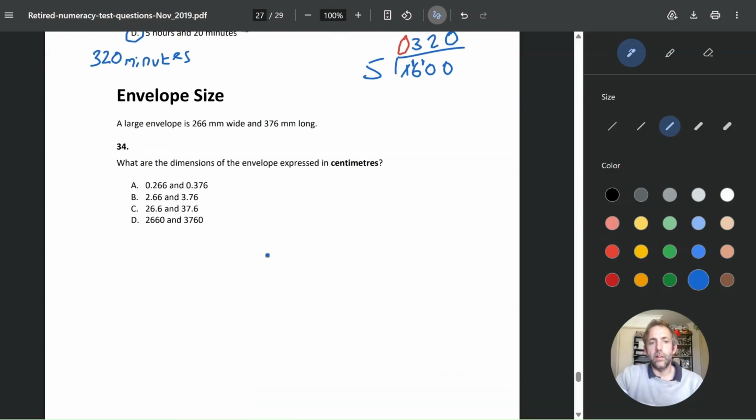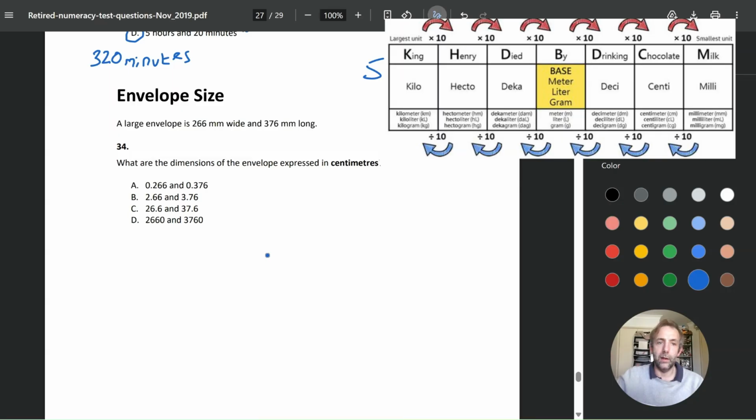The next question is looking at envelope size. We've got a large envelope that is 266 millimeters wide and 376 millimeters long. What are the dimensions of this envelope expressed in centimeters? So again, this is knowing about conversions. I will put that little acronym again to help you remember.